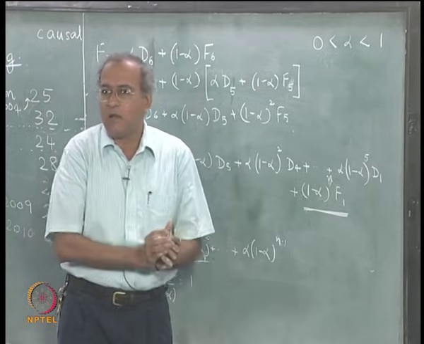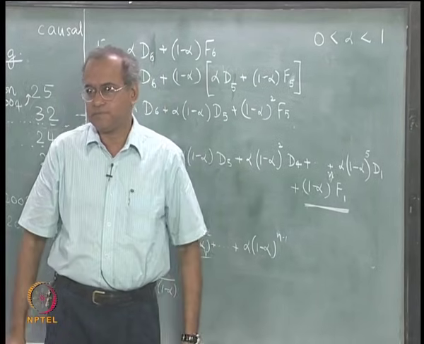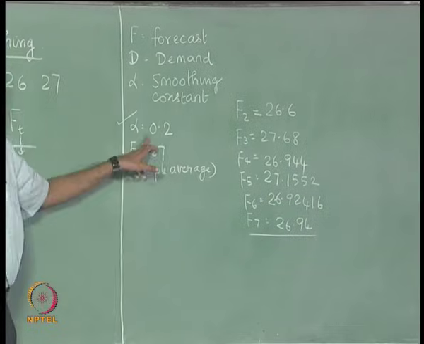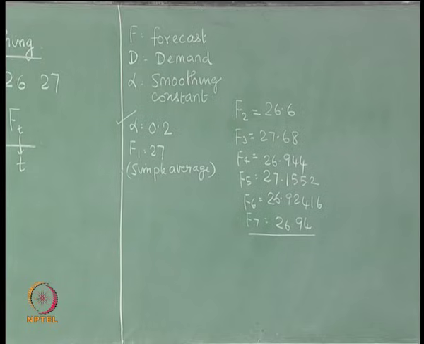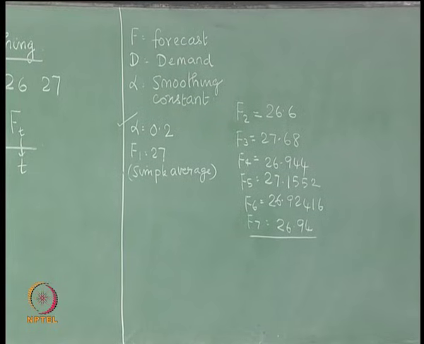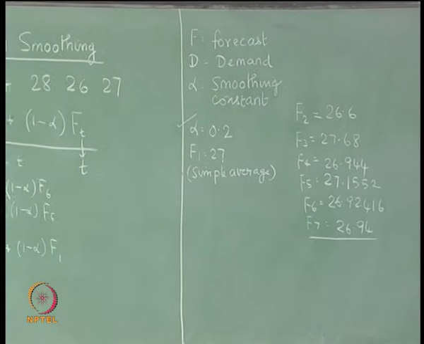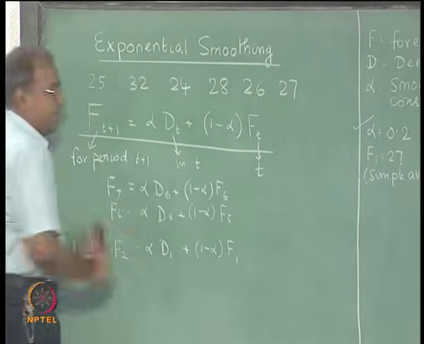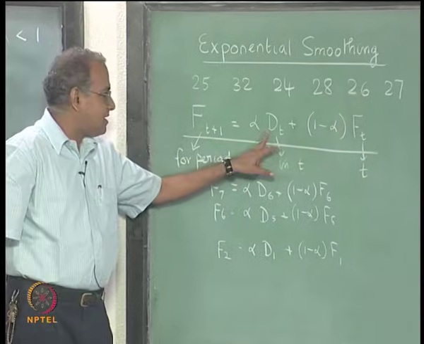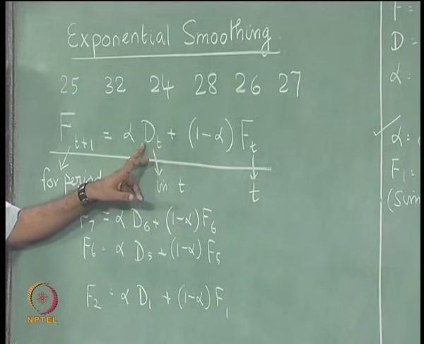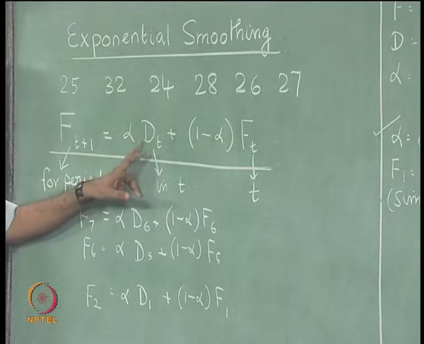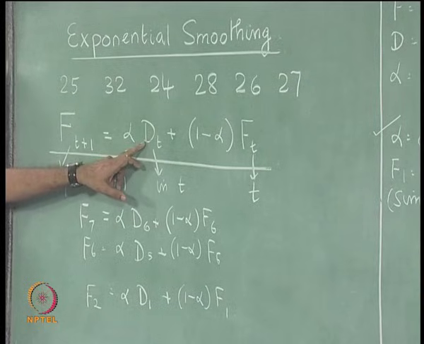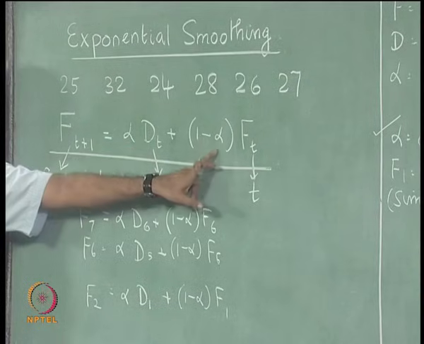Should alpha be small or should alpha be large? Now in this example we have taken alpha equal to 0.2. So we have taken alpha as a smaller value and not as a larger value. If we take alpha as a smaller value and start substituting here, we will immediately realize that if dt and ft are comparable, then the contribution of the demand seems to be less than the contribution of the forecast.